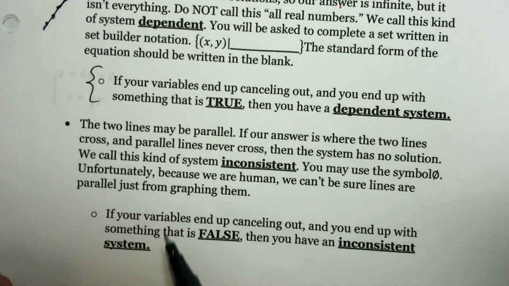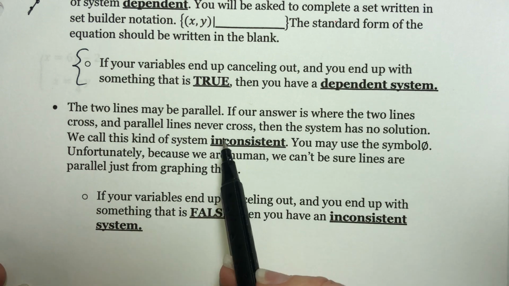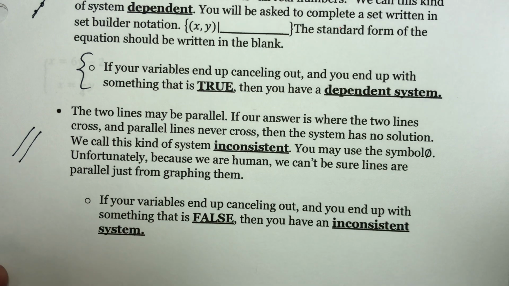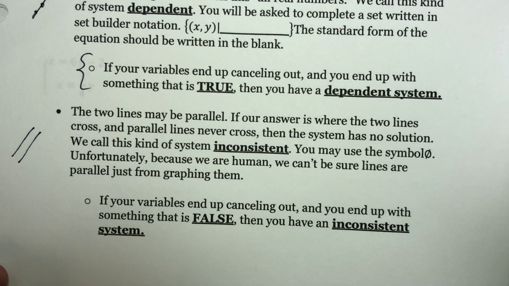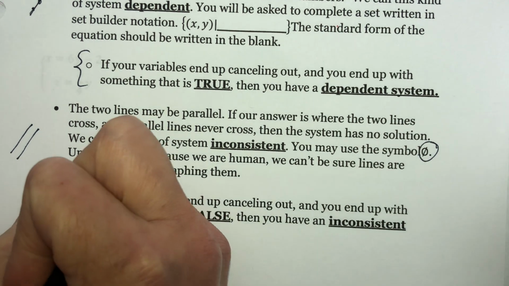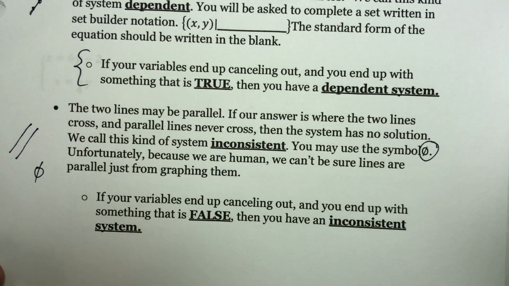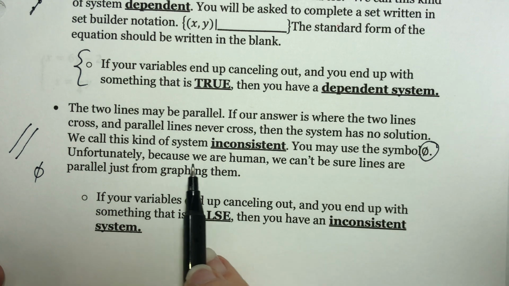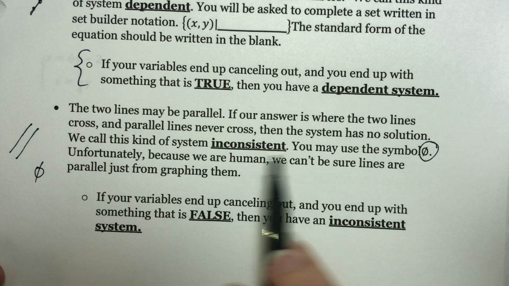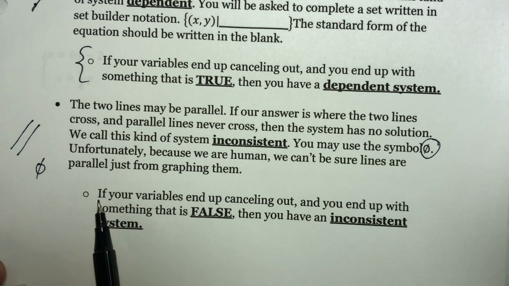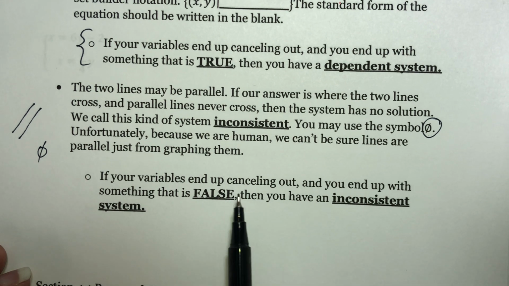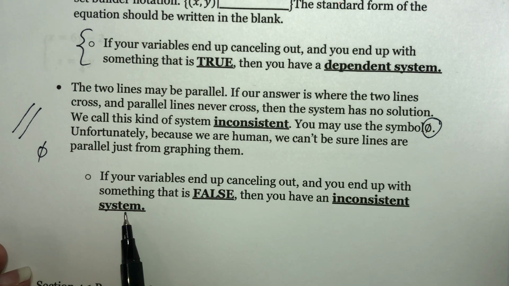Okay. It is also possible that your two lines are parallel. Parallel lines never cross. Our answer is where they cross, but if they never cross, then you have no solution, which we use the symbol that looks like this. Unfortunately, because we're human, we cannot be sure that lines are parallel just from graphing them. You know, this is the empty set. That's how many answers we have. If your variables end up canceling out and you end up with something that is false, then you have an inconsistent system. Okay?